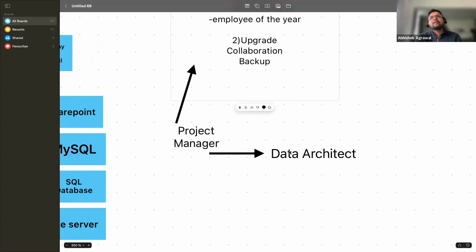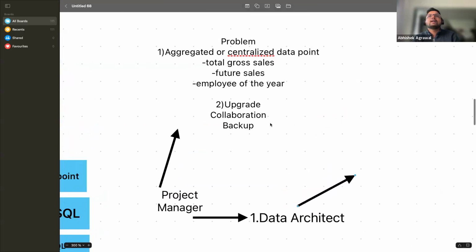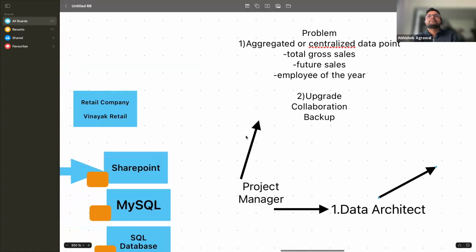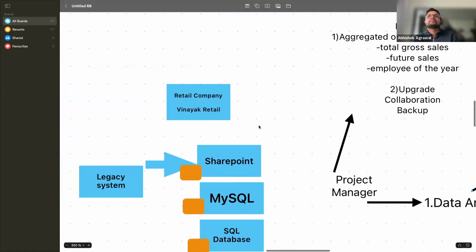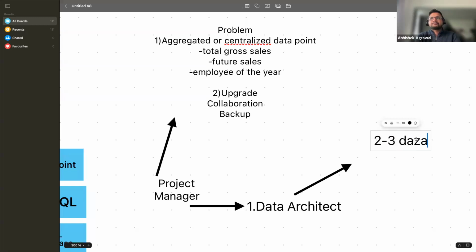In general, we have one data architect. I'm just talking in general, but that number can increase or decrease. Suppose you have one data architect. In general, in a team you have 2 to 3 data engineers who work under a data architect, but it can increase or decrease. Let's understand what they will do.